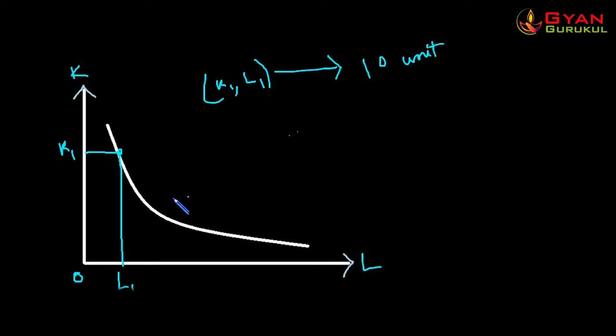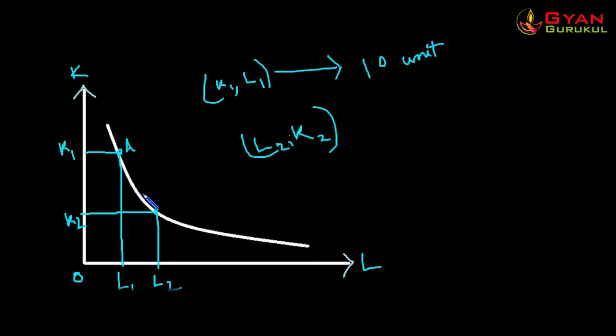Now take another point on this curve. Here the amount of labor is higher than before. Now the amount of labor is L2, and the amount of capital is K2. K2 is lower than K1. This is another combination. The previous combination, let's name it A. The A combination was K1 amount of capital and L1 amount of labor, and it led the producer to produce 10 units of output.